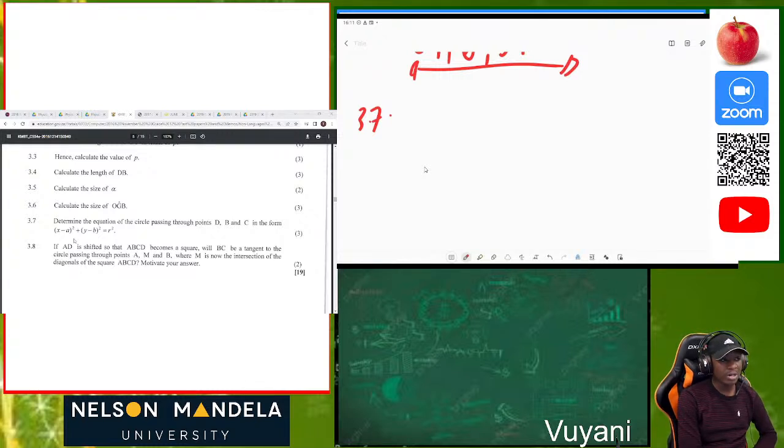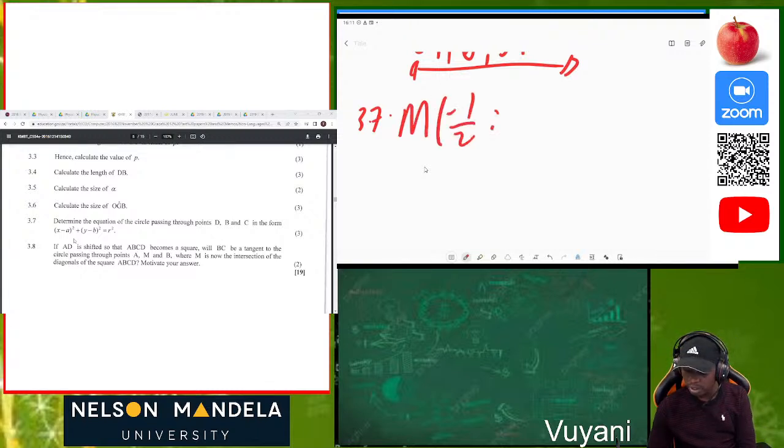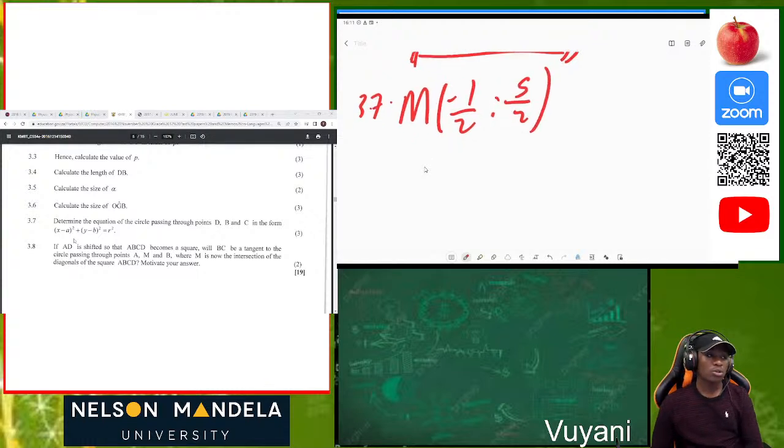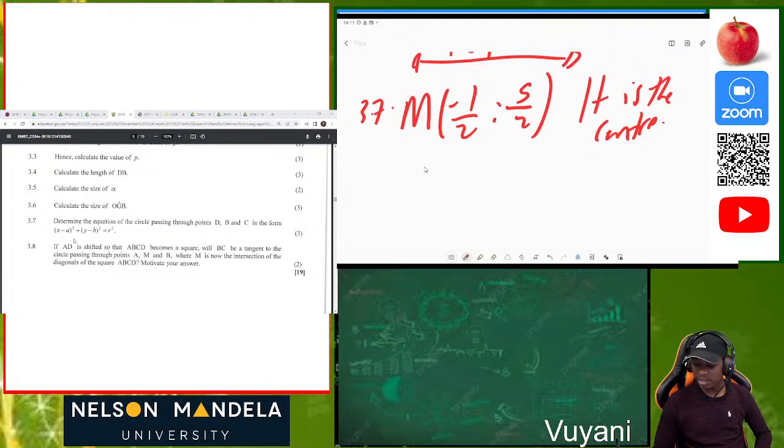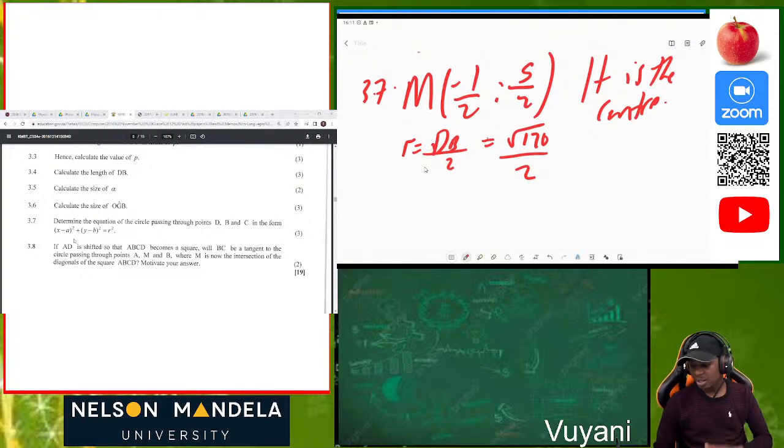We know the coordinates of M as the midpoint, that M is (-1/2, 5/2). Right. So we know that. And this is now the center. So now we just have to calculate the radius. The radius is equal to half the length of DB. It's going to be square root of 170 divided by 2. Then that's our radius. Then now let's write the equation.